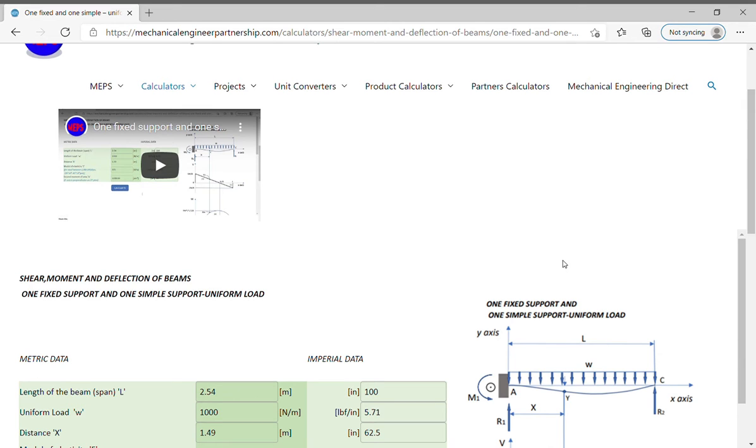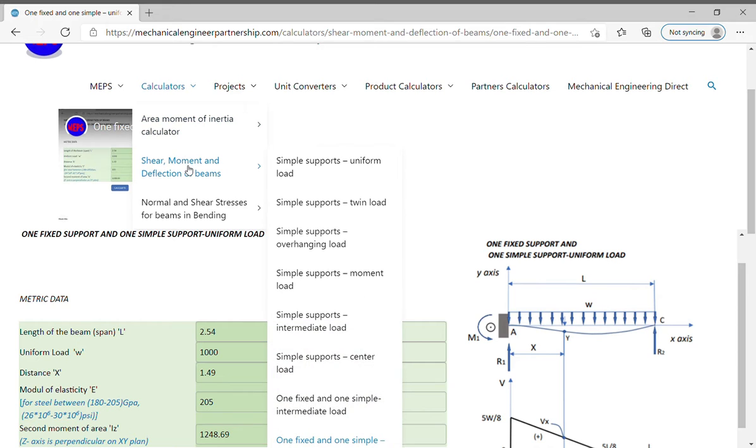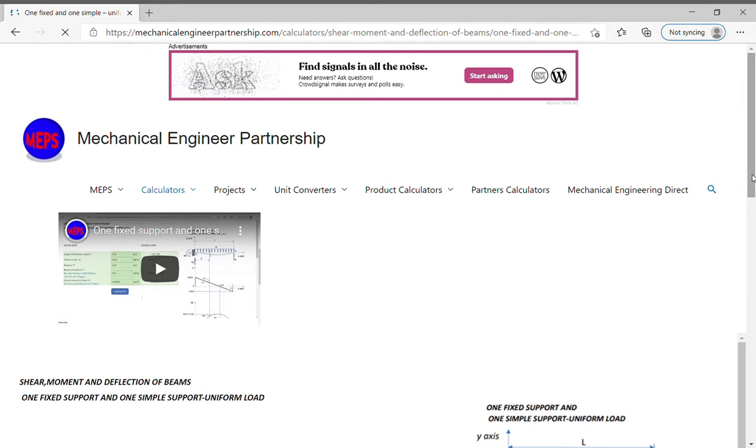Hello. In this video I will show you how to use the one fixed support and one simple support uniform load, shear moment, and deflection of beams calculator in the Mechanical Engineer Partnership website. In the menu bar choose calculators, then choose shear moment and deflection of beams, and then choose one fixed support and one simple support uniform load unit.